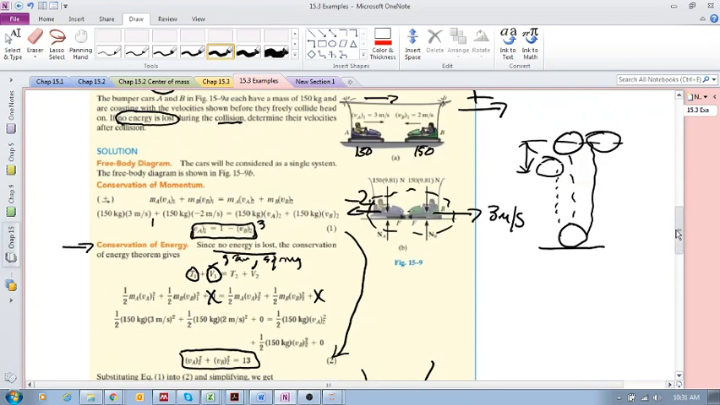So we've learned how to combine conservation of momentum and conservation of energy.